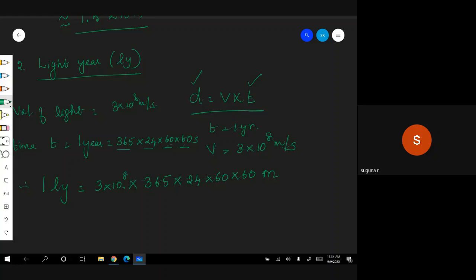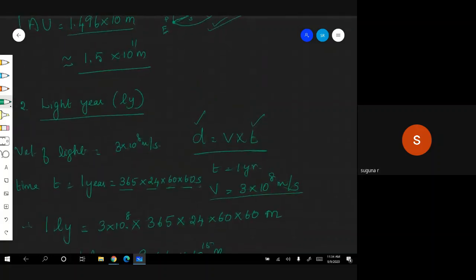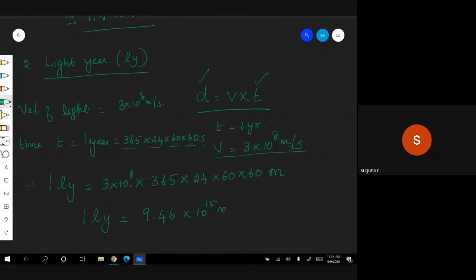Hope you are following. V into T: V is in meter per second, T is in second, therefore distance will be in meter. If you substitute and multiply, I'll give you the final answer here. 1 light year is nothing but 9.46 into 10 power 15 meter. It is 1 light year.